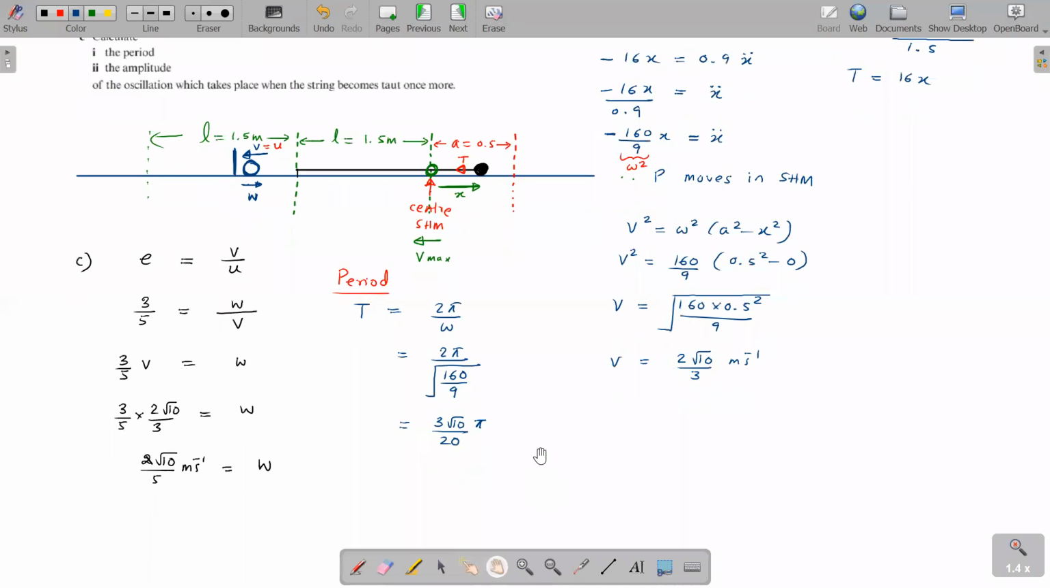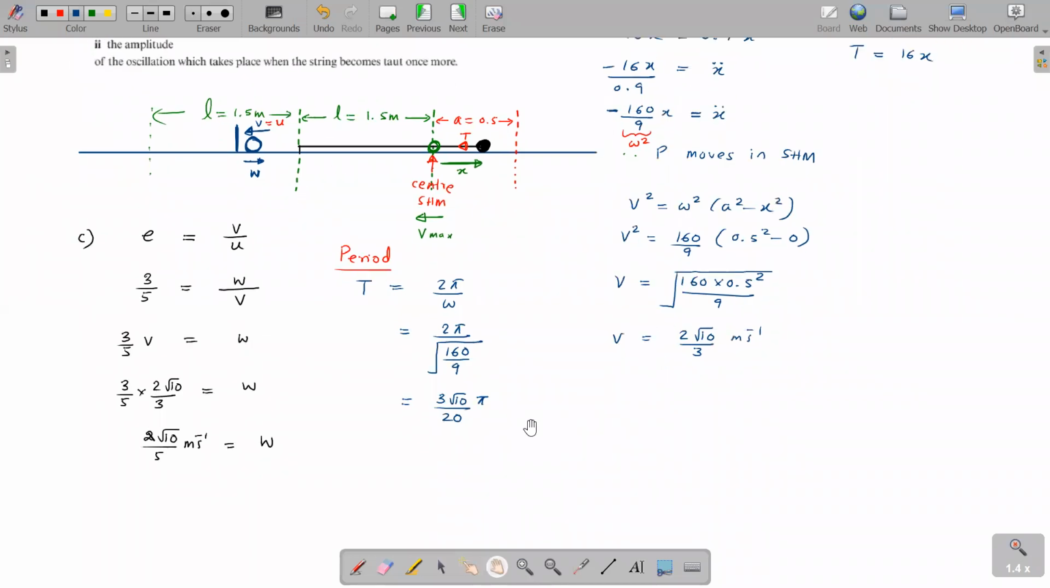Can you see that's the period? Okay. Which is 1.49018824 seconds, or 1.49 seconds correct to 3 significant figures. Are you with me? Okay.